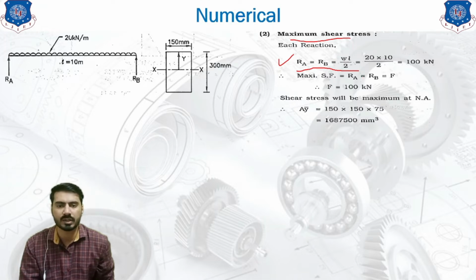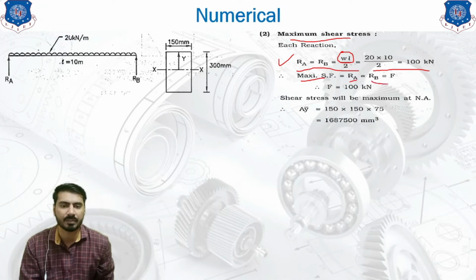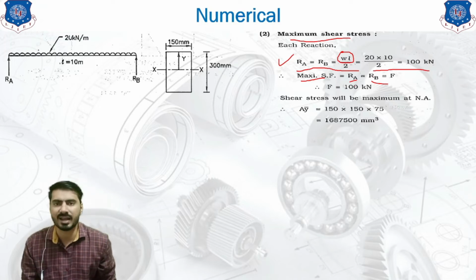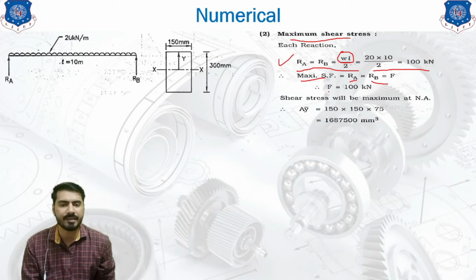So the total load is nothing but the W into L. W is 20, L is 10. So this is our total load, divided by 2 will give us the answer in terms of the reactions, that is Ra and Rb equals 100 kilonewton. Now the maximum shear force can be taken as any one, Ra or Rb, because the value of both the reactions is the same. So any value can be taken as the maximum value. So F equals 100 kilonewton that we have taken right now.